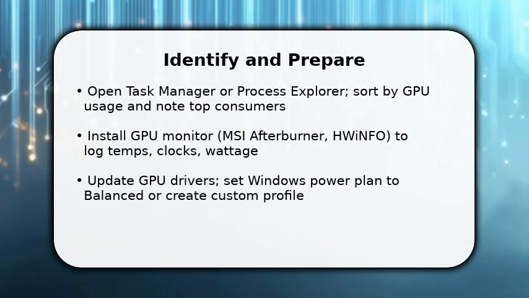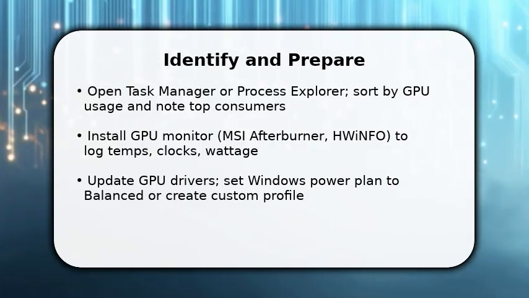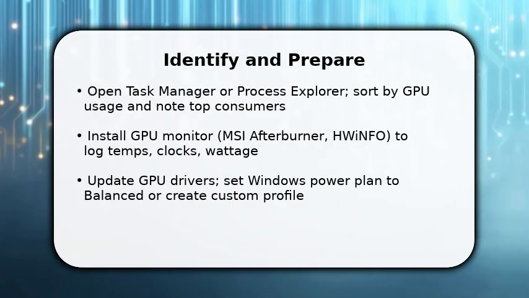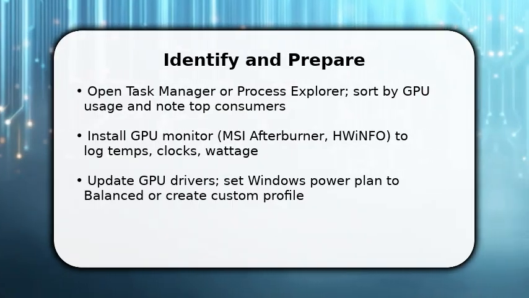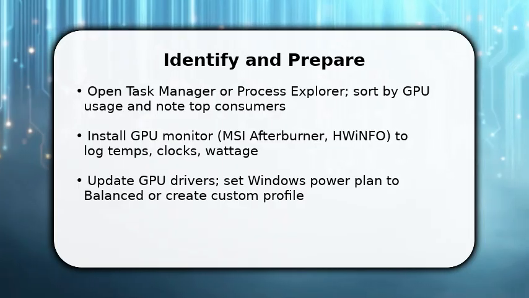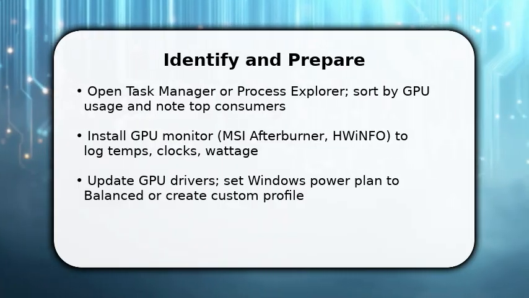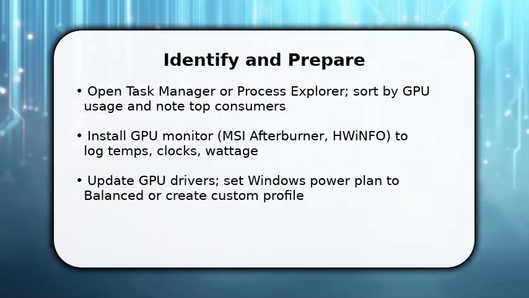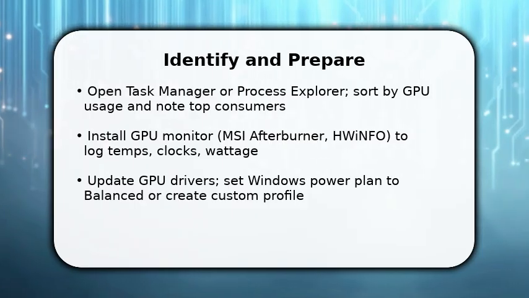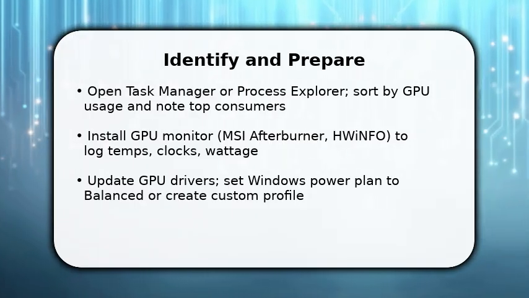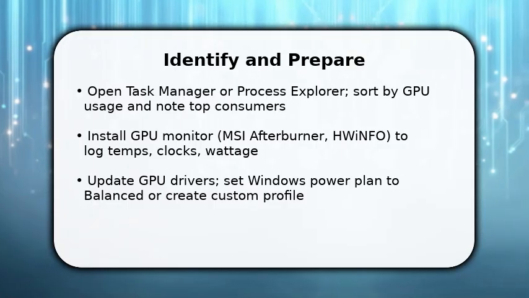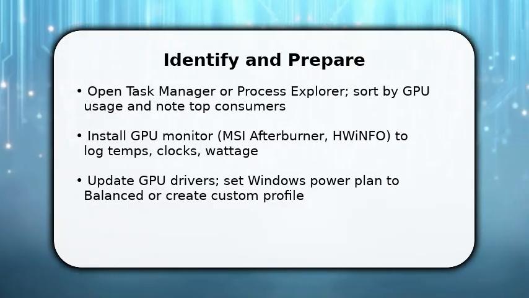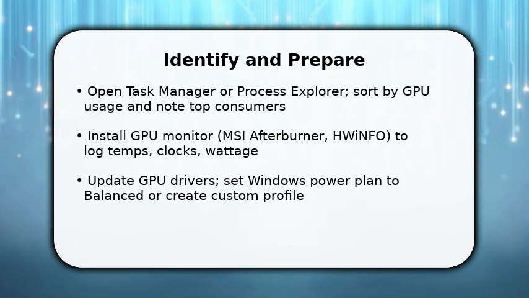You start by finding the cause. Open Task Manager or Process Explorer and sort by GPU usage so you see which process drives 100%. Once done, run MSI Afterburner or HWiNFO to log temperatures, clock speeds, and power draw so you know if it's thermal or load related. Make sure drivers are up to date and Windows power is balanced. This avoids forced maximum performance. From here, you're ready to stop the runaway process and control GPU behavior directly.